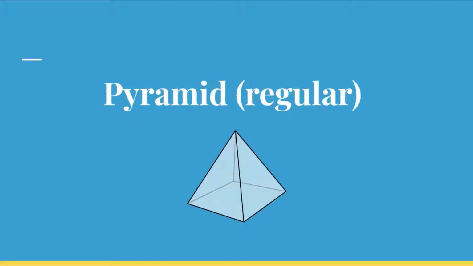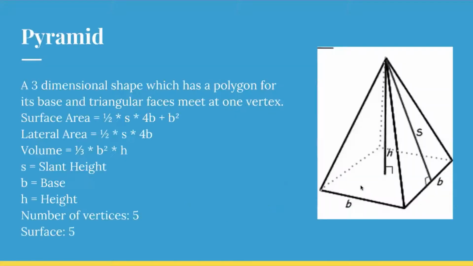So let's start with the pyramid. This is a regular type of pyramid. A pyramid is a three-dimensional shape which has a polygon for its base and diagonal faces that meet at one vertex. The surface area of a pyramid is 1/2 times S, which is the slanted height, times 4b, where b is the base, plus b squared.